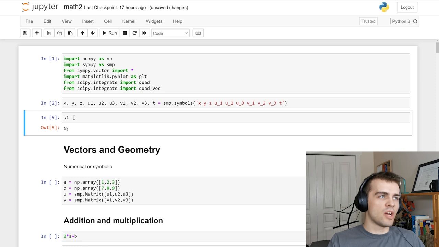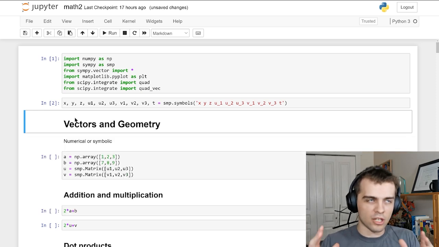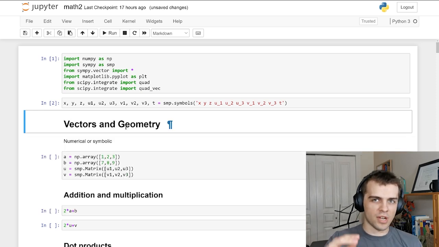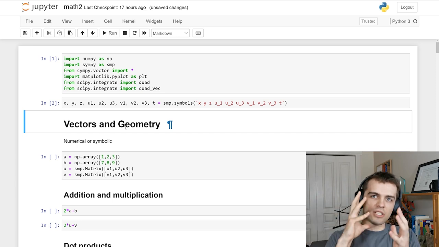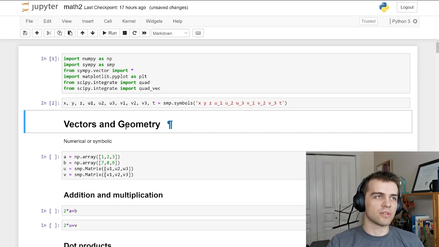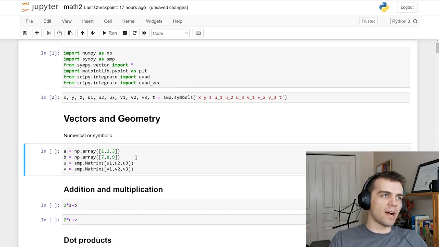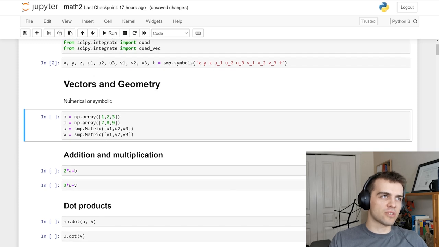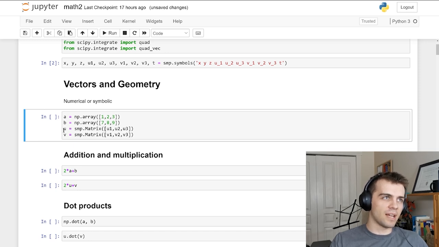So typically when you start in a second year math course, you start with vectors and geometry, and that leads into 3D geometry, line integrals, path integrals, all those sorts of things. And it's a nice way to start with SymPy here. So of course, in Python, you can define vectors. I like to call them either numerically, so this would be NumPy with explicit values, or symbolically in SymPy, like this.